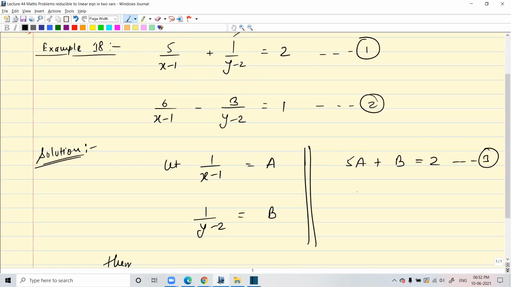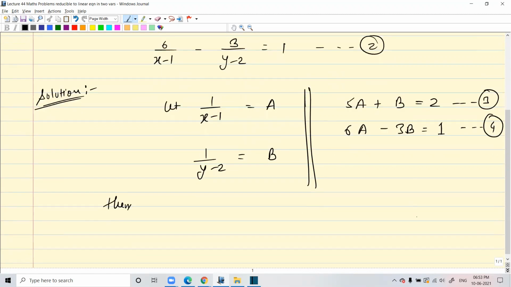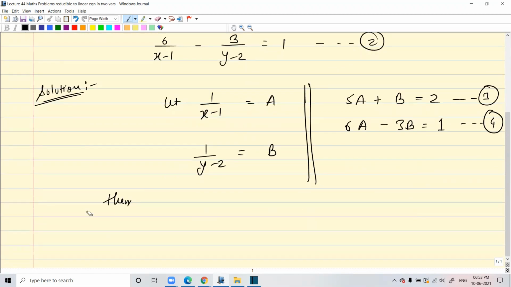Let me call it the third equation. Then the other one will be 6a minus 3b is equal to 1. Everyone understands that? Quickly confirm. Anyone needs? Okay. So now you have a pair of linear equations in two variables. So use whatever method you like and solve it and tell me what the a and b values are.